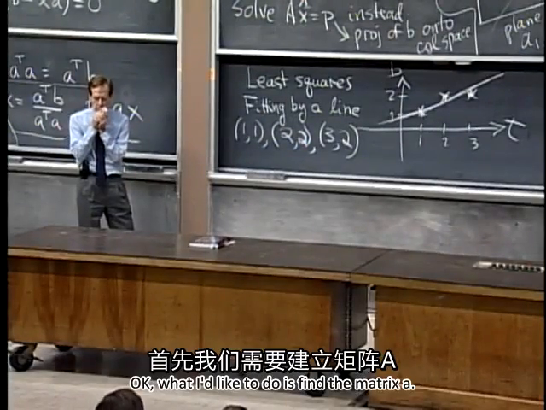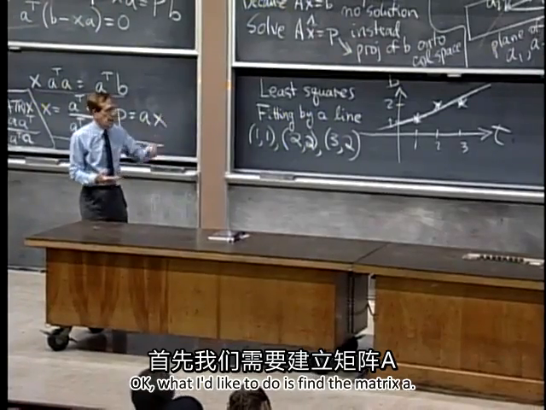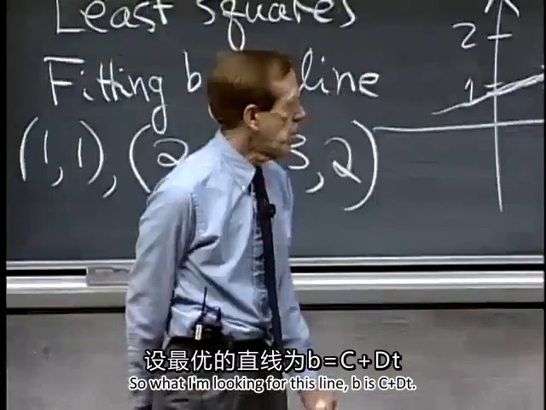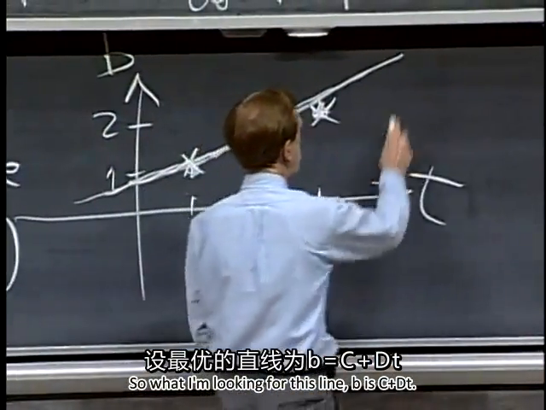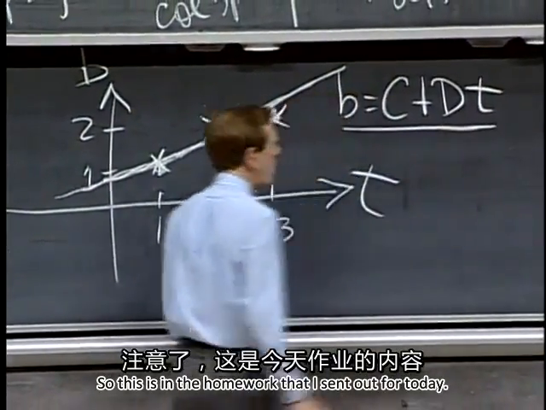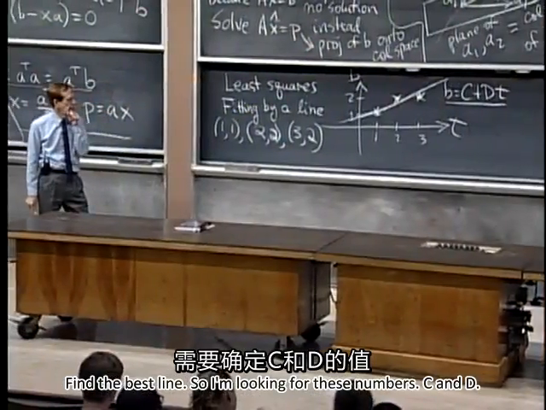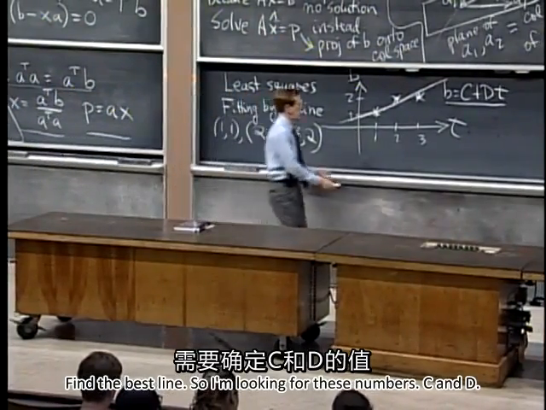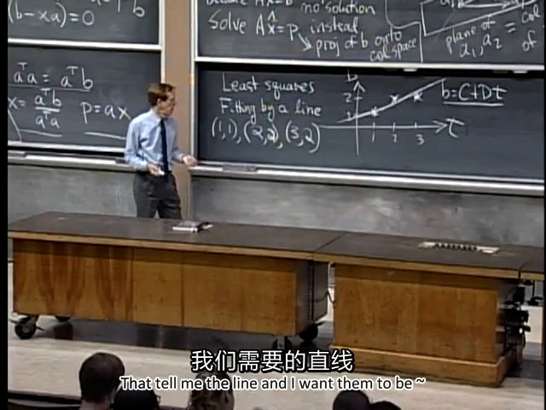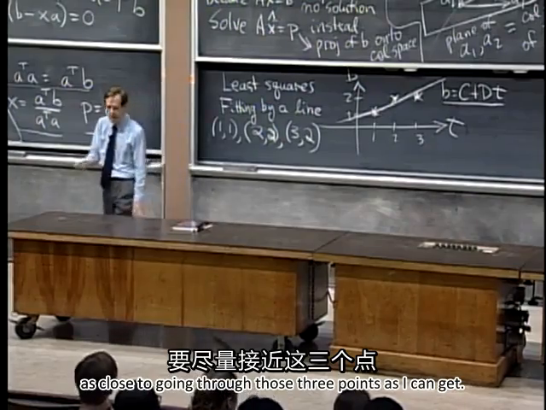Okay. What I'd like to do is find the matrix A, because once I've found the matrix A, the formulas take over. What I'm looking for is this line: b is C plus Dt. This is in the homework that I sent out for today. Find the best line. So I'm looking for these numbers, C and D, that tell me the line. And I want it to be as close to going through those 3 points as I can get.